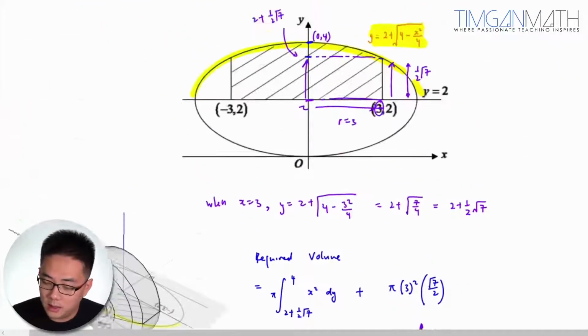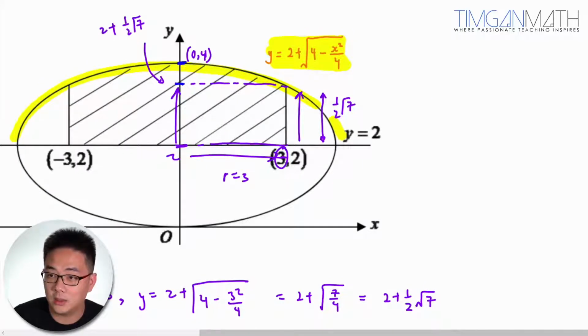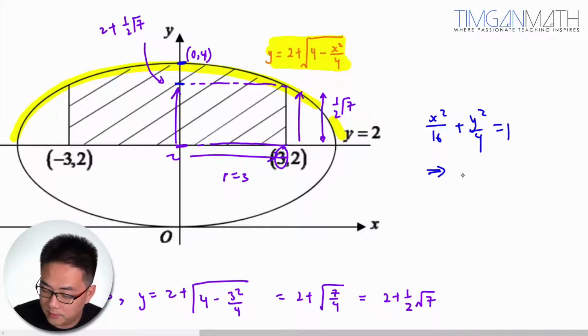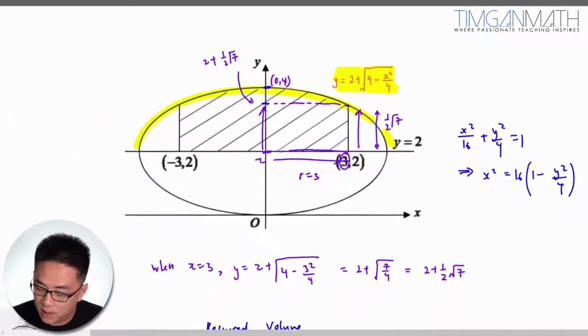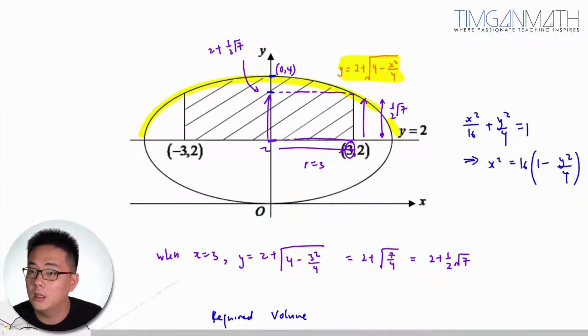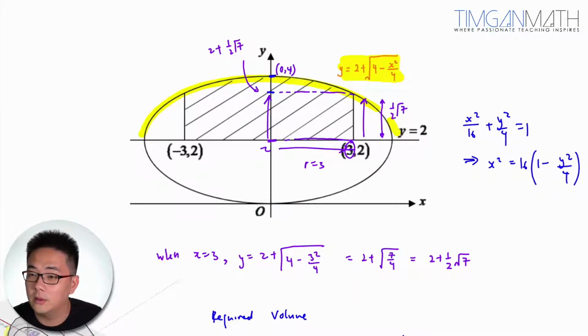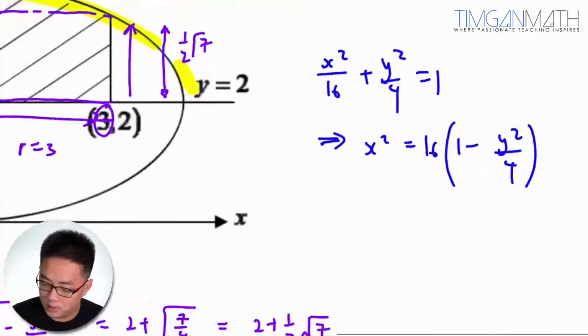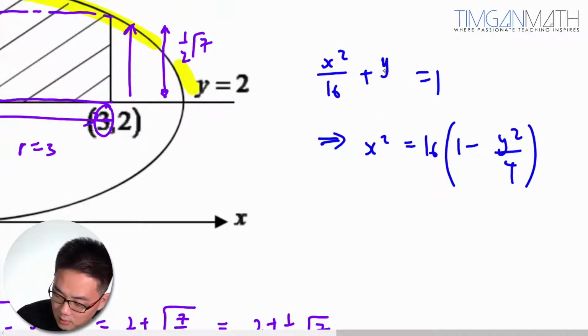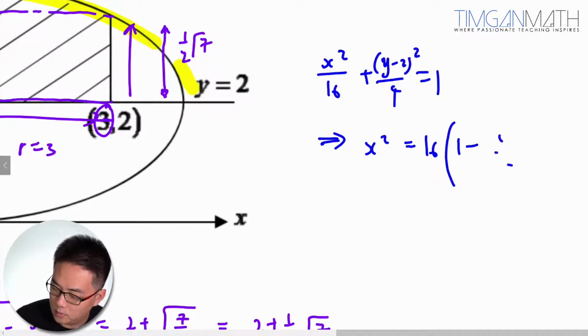Great. Then what I'm going to do is make x the subject. So x squared over 16 plus y squared over 4 equals 1. So I know that x squared equals 1 minus y squared over 4, times 16. So this is what I'll get. Sorry, I may have written it wrong. This is y minus 2, sorry, this is y minus 2 squared over 4.